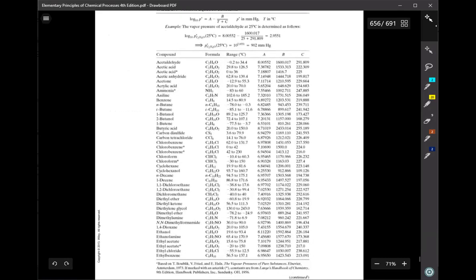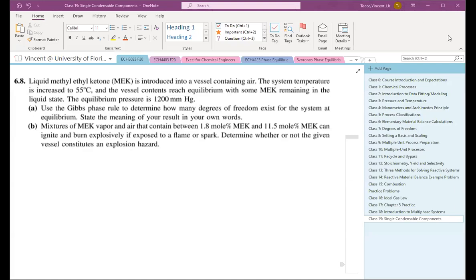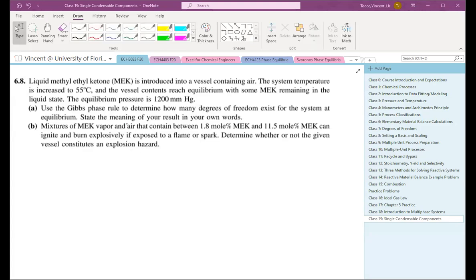So let's get to a quick practice problem. This practice problem is 6.8 in your book. It says liquid methylethyl ketone, or MEK, is introduced into a vessel containing air. The system temperature is increased to 55 C, and the vessel contents reach equilibrium with some methylethyl ketone remaining in the liquid state. The equilibrium pressure is 1200 millimeters of mercury. So part A says use Gibbs phase rule to determine how many degrees of freedom exist for the system at equilibrium and state the meaning of the result.